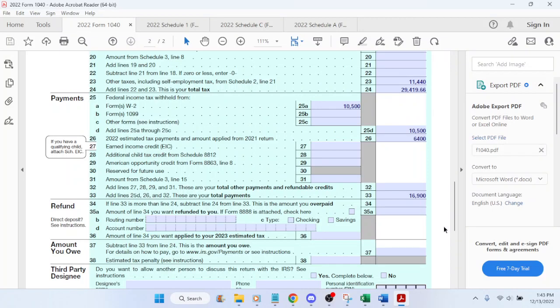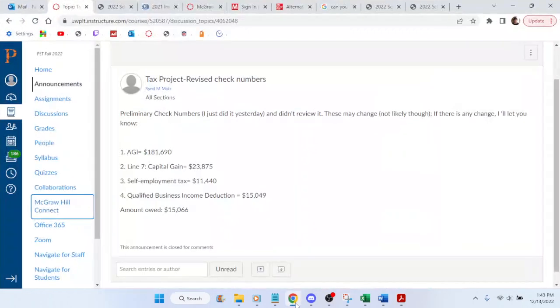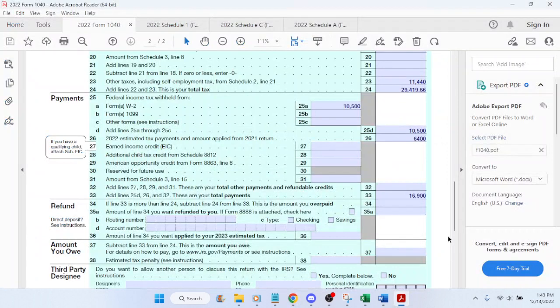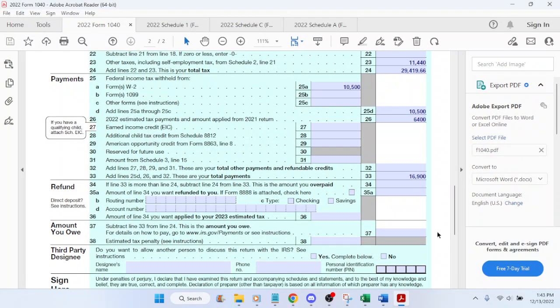So 29,419.66 minus 16,900. Are we going to get anywhere close to his number? No. Not close. I got $12,000. He said 15,000. Oh well. I'll just put my number in. So sad.